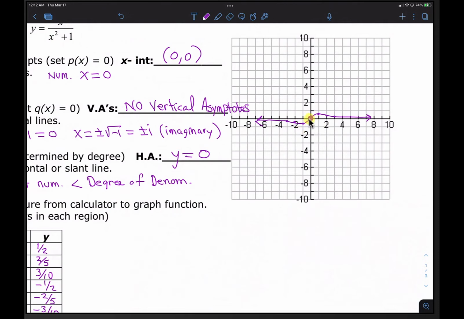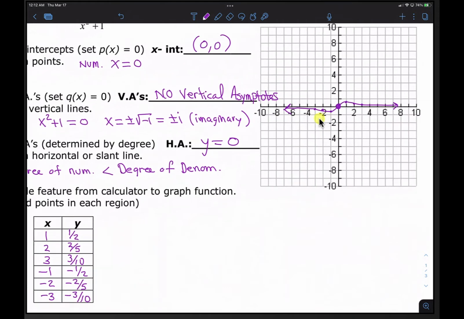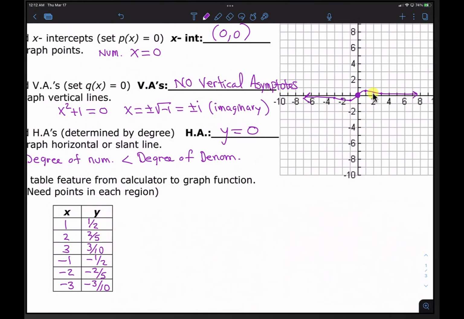And so here is the (0, 0). Here is (1, 1/2). This point right here is (2, 2/5). This point right here is (3, 3/10). And you have the same thing on the negative side. So this is what your graph looks like.